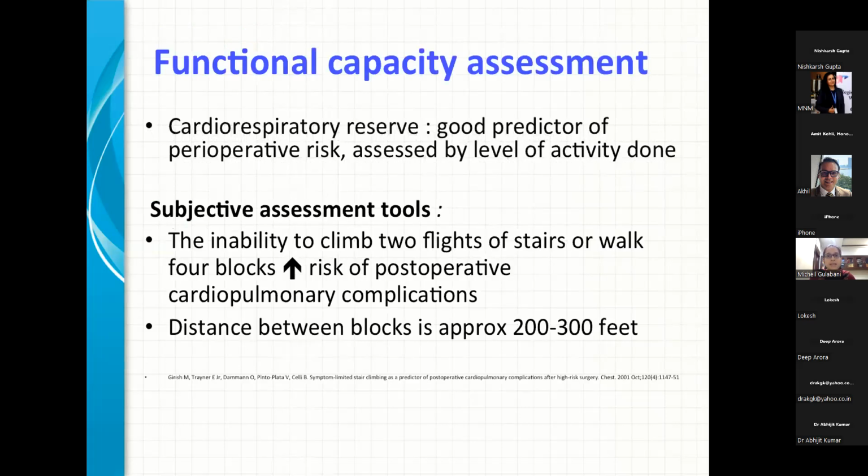So, functional capacity assessment. Now, cardiorespiratory reserve is a good predictor of perioperative risk, and it is assessed by the level of activity. The common subjective assessment tools are the inability to climb 2 flights of stairs or walk 4 blocks, and this significantly increases the risk of postoperative cardiopulmonary complications.